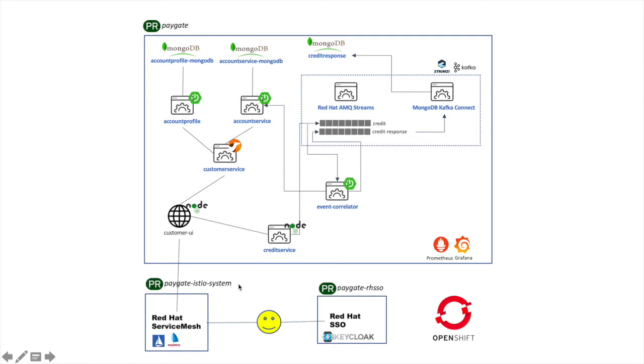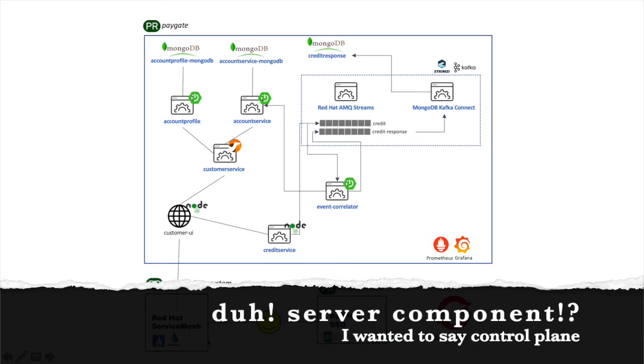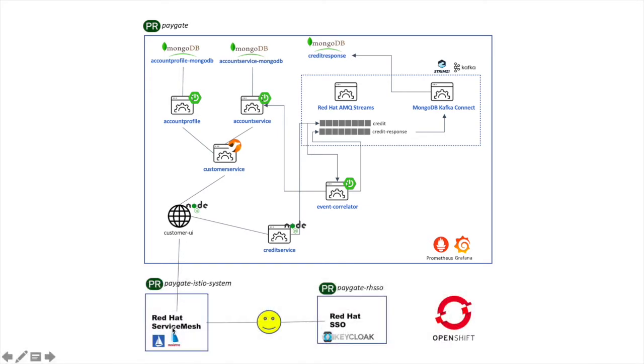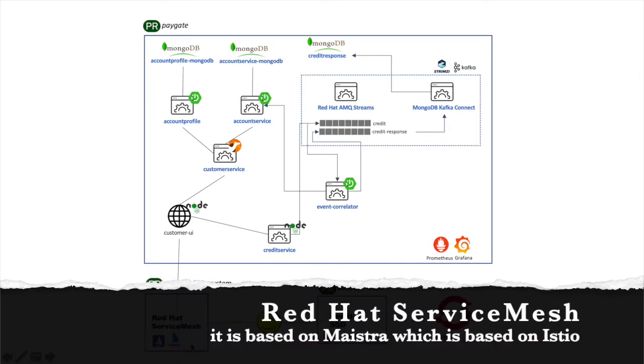There is another project called PayGate Istio System. PayGate Istio System is the project that will be hosting and contains all the key server components for Red Hat Service Mesh. Red Hat Service Mesh is an Istio solution that is based on the open source community project called Maistra.